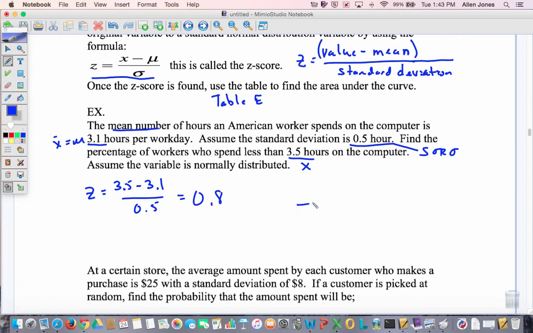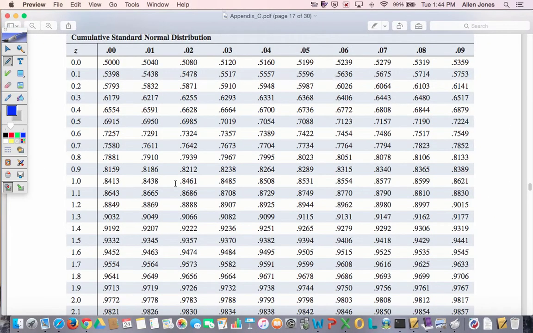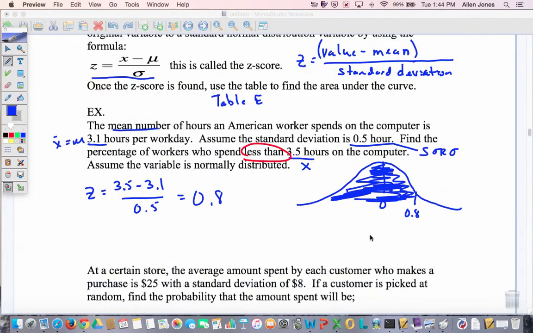Much like we did in the first section, I'm going to use our curve to illustrate that. Again, 0 cuts that curve in half. Our z-score is 0.8, so it's a positive z-score on this side. Then I go back here and I look and it says less than that number, less than 3.5. Our z-score for 3.5 is the 0.8, so less than that we're shading to the left. Now if we recall from our first lesson, the table that we work with, table E, measures the area to the left. So I go here to 0.8 and that z-score, or that area, is 0.7881. That is the area to the left of this z-score.